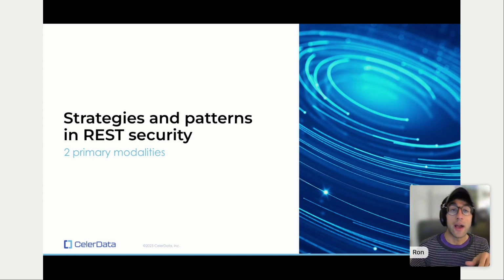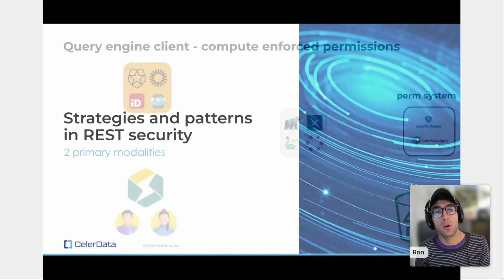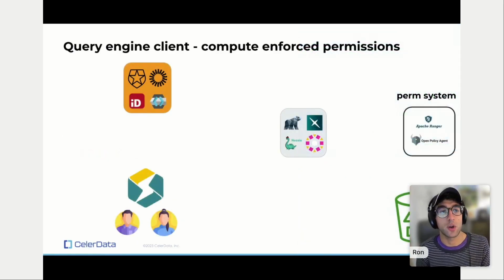So, what are some strategies and patterns now in REST security? Well, we have two primary modalities, I would say. One is the query engine client compute enforced permission. So what does this mean? Just to set the stage a little bit, the query engine client compute enforced permissions is where your permissions are being enforced at the query engine level.